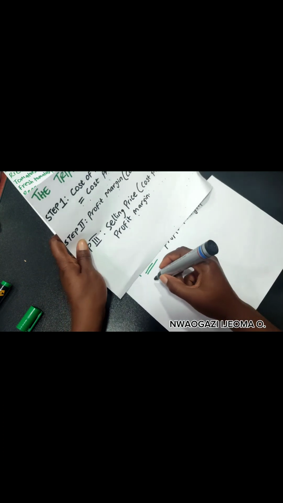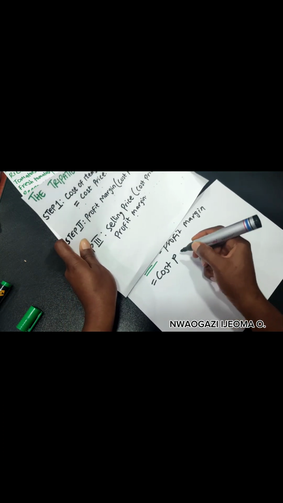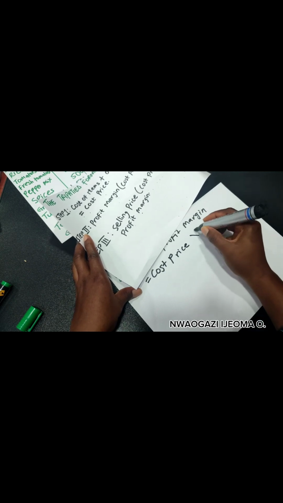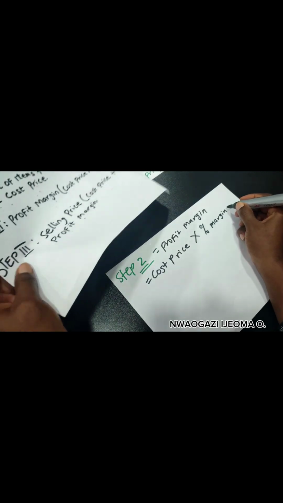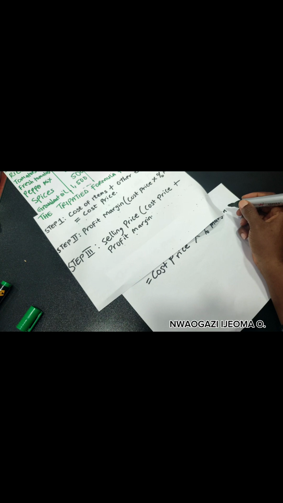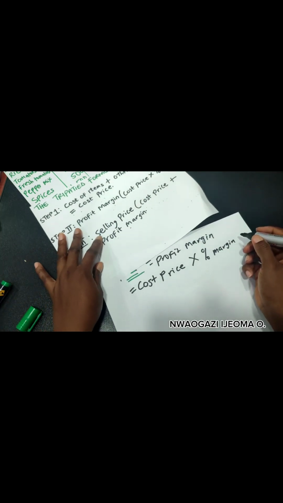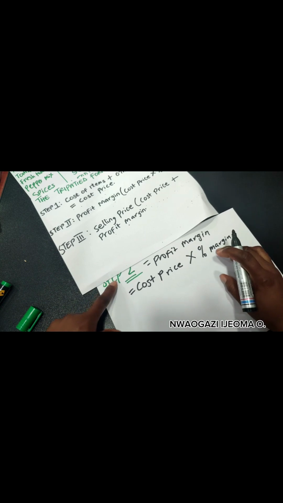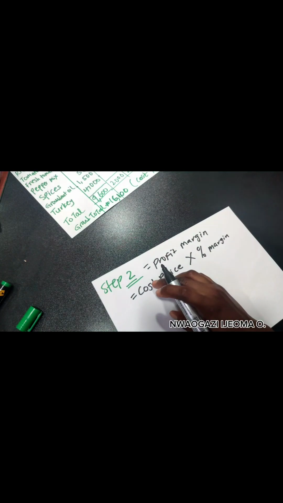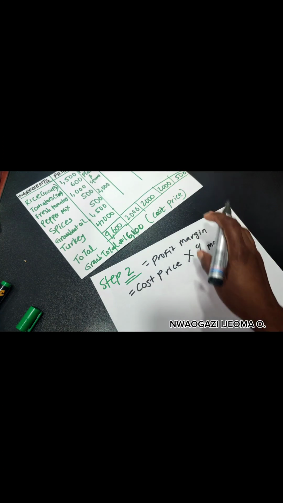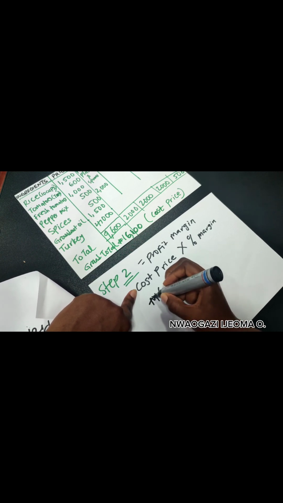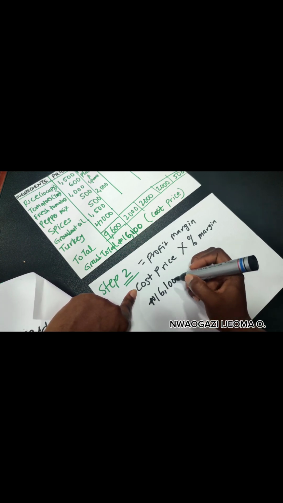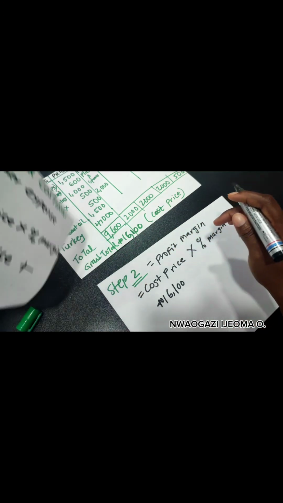To get the profit margin from our formula, profit margin is equal to cost price multiplied by percentage margin. Now somebody will be like, what is percentage margin again? You are a seller, you're a business person. Remember our cost price, we have gotten it already. So put down our cost price for clarity: 16,100 is the cost price from our step 1.